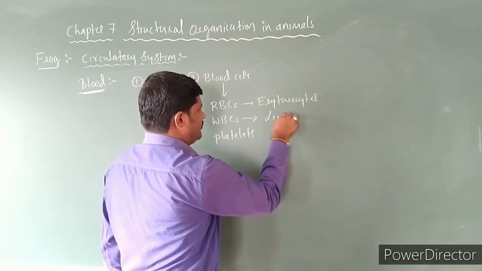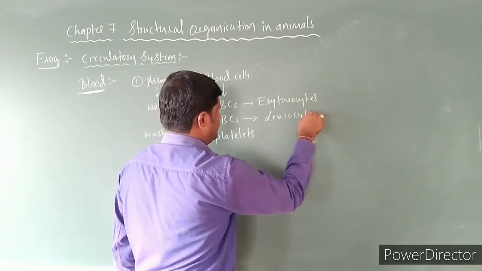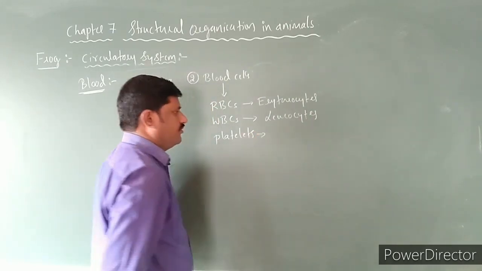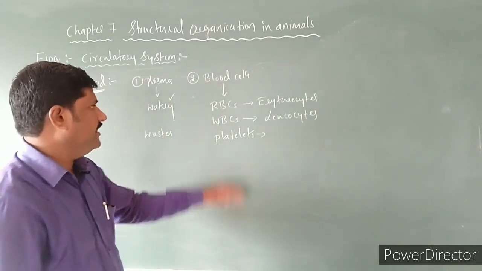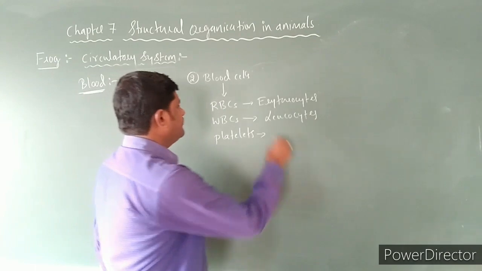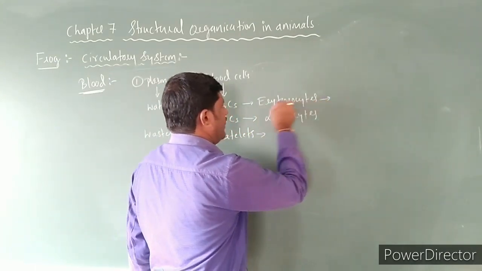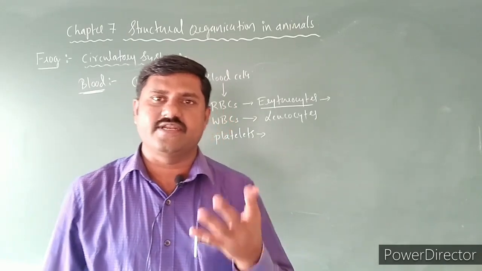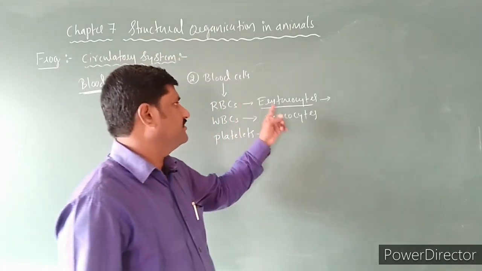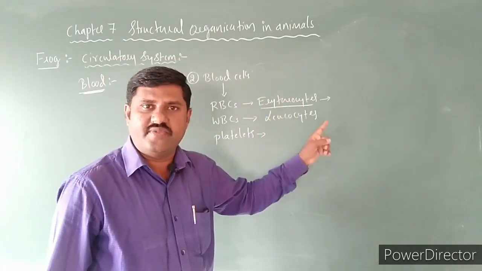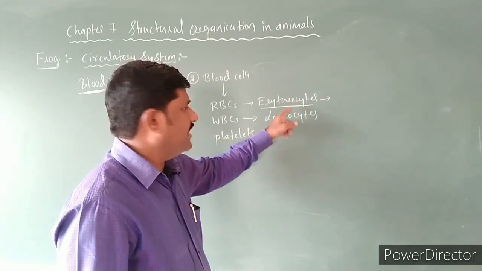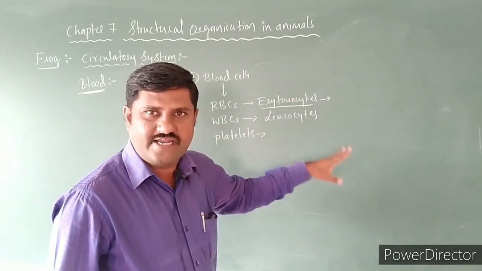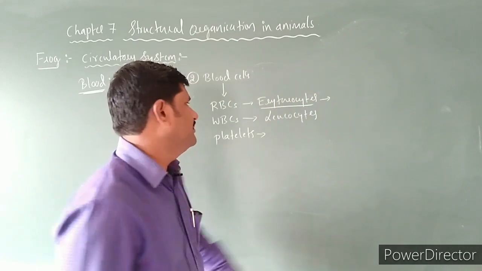WBCs are called leukocytes, right? Platelets are also there. RBCs are erythrocytes. Why are they called so? Erythra means red, and cyte means cells. Erythrocytes means red blood cells, right?